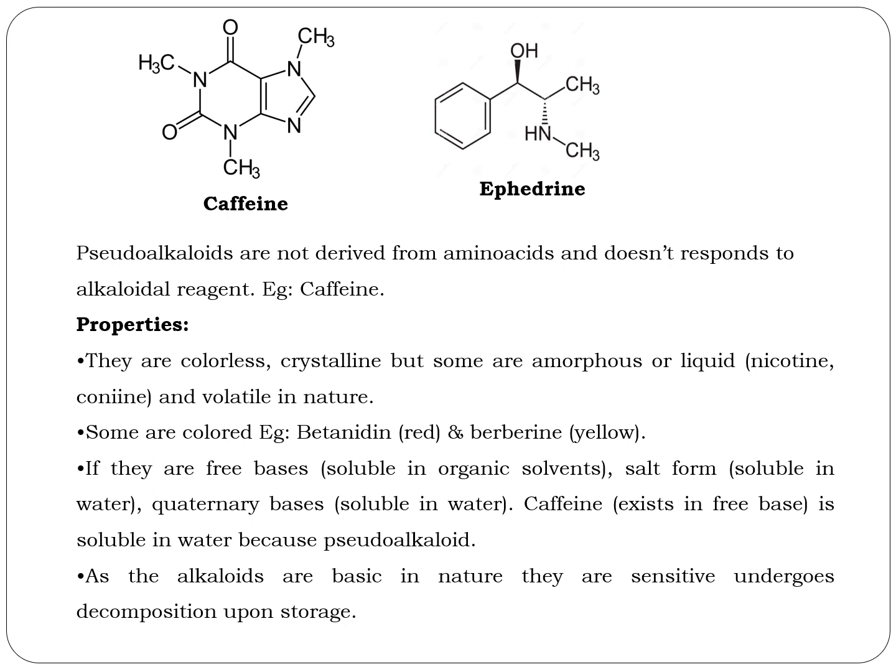Properties. Most of the alkaloids are colorless and crystalline, but some of the compounds are amorphous, and some are liquid, for example nicotine and choline. Some of the alkaloids are volatile in nature. Some alkaloids are colored compounds which exist in nature, for example betanidine, which appears red, and berberine, which gives a yellow color. These alkaloids may be present as free bases, which are soluble in organic solvents, and as salts, which are soluble in water. Quaternary bases are soluble in water, whereas caffeine, even though it exists as a free base, is soluble in water, hence caffeine is said to be a pseudo-alkaloid. As the alkaloids are basic in nature, they are sensitive, hence they undergo decomposition upon storage.